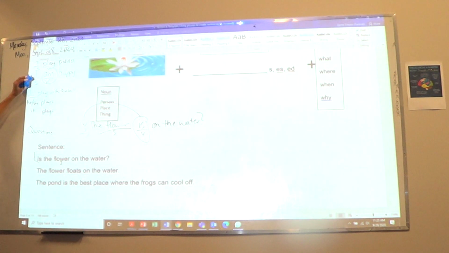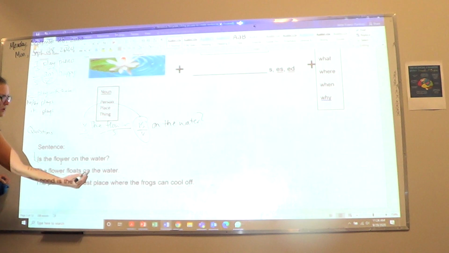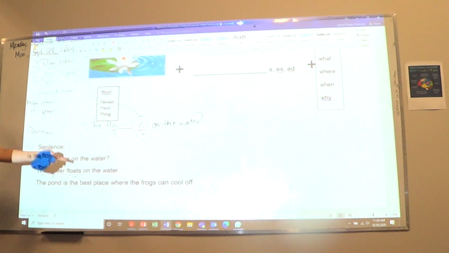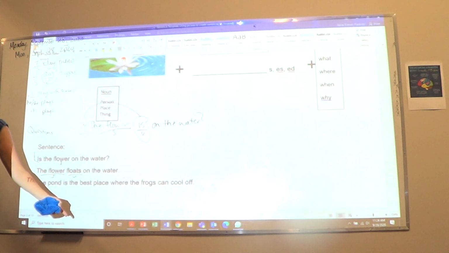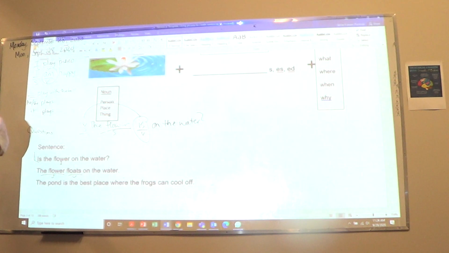Yeah. All right, next. The flower floats on the water. What's our subject or noun? The flower. What's the verb? Floats. Who, what, where, when, why? On the water. The flower floats on the water. If we say that, then we know it's always floats on the water. If we know it's going to sink at some point, we'd say the flower is floating on the water, but the rain is going to come and whatever.